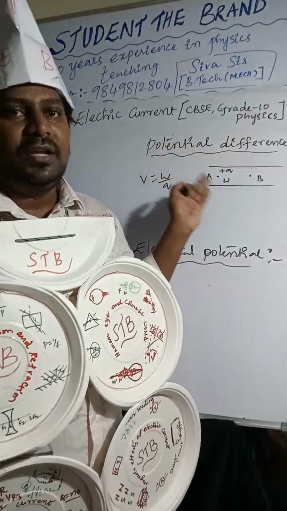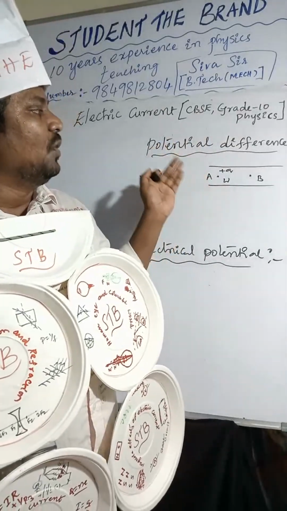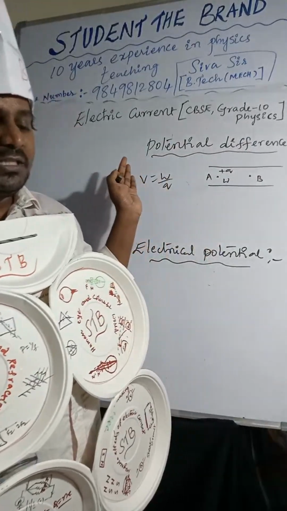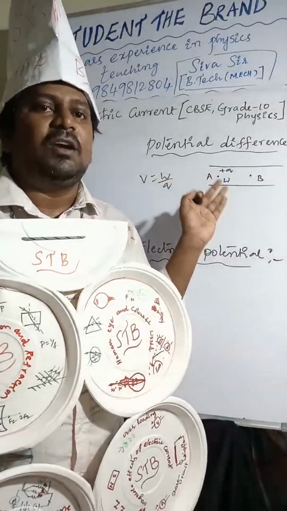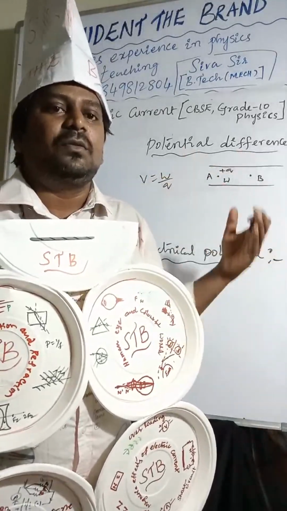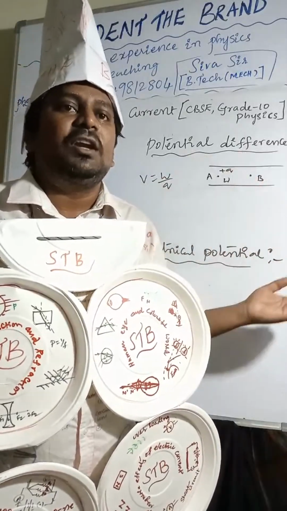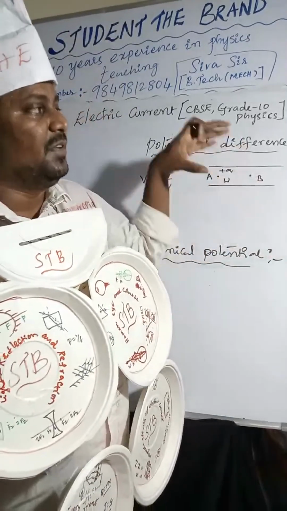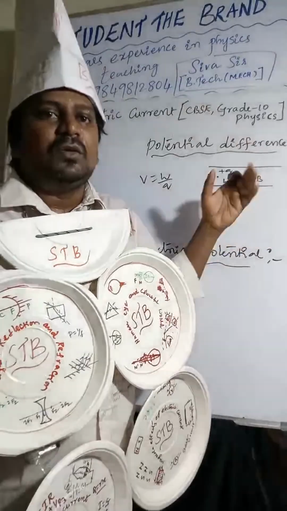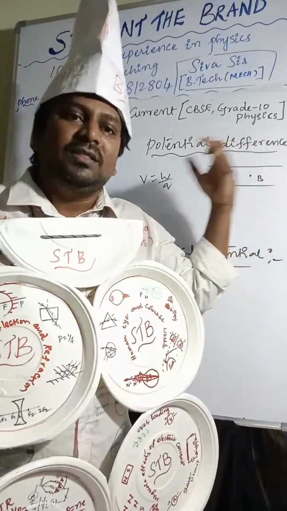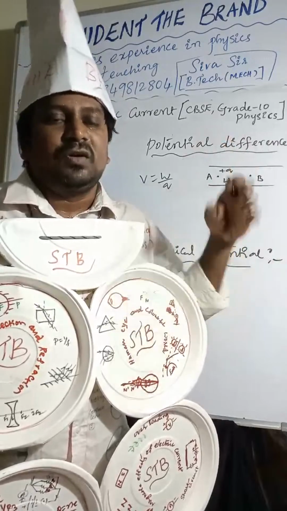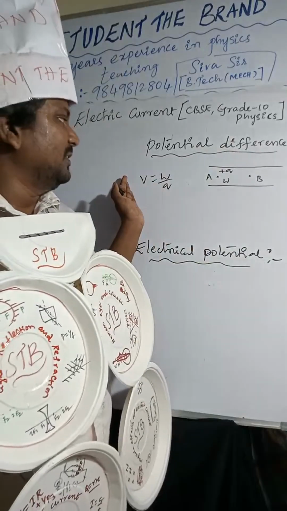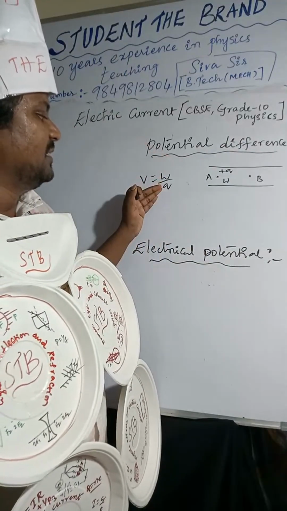potential difference. We are doing some work to bring unit positive charge from one point to another point, that is called potential difference. Potential difference is nothing but the work done to bring unit positive charge from one point to another point within the conductor. So V equal to W by Q. V is the potential difference, W is the work done, Q is the charge.